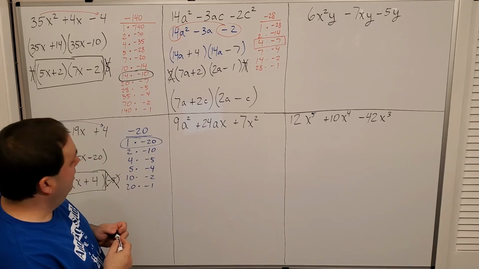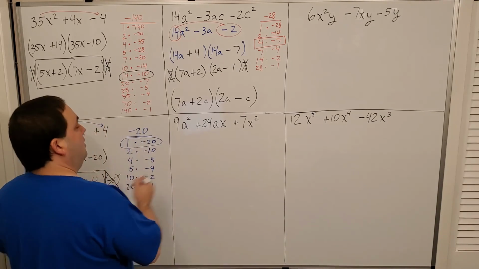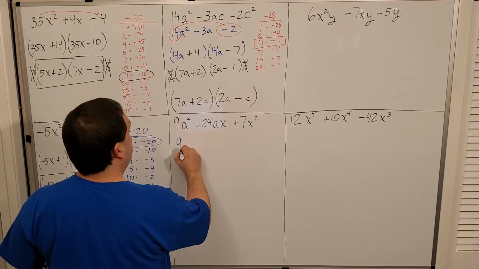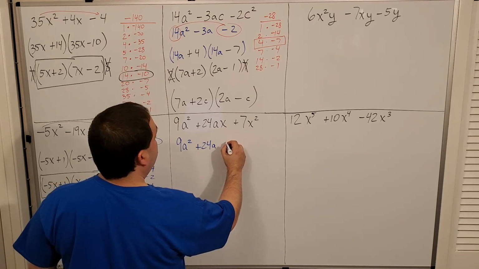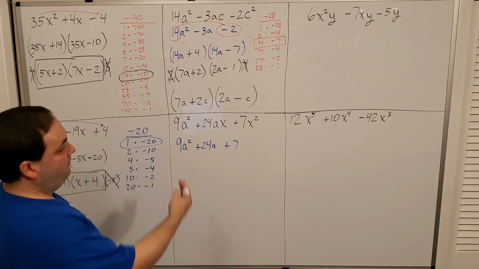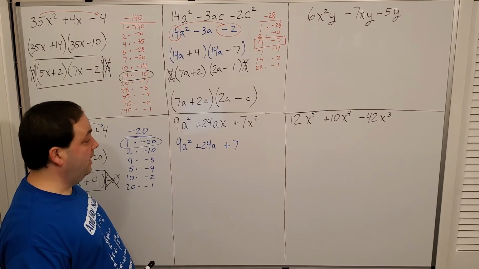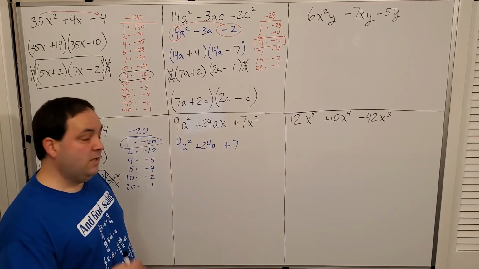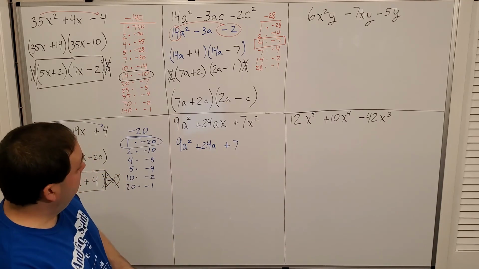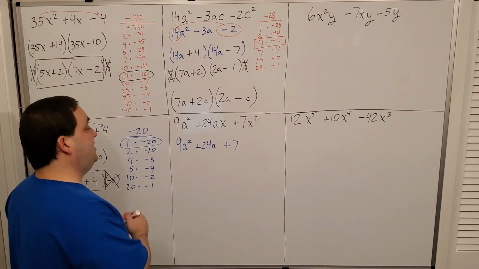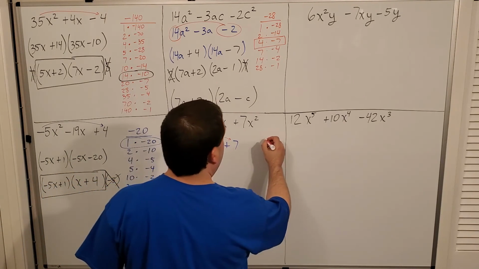Okay, let's do it again. Remember, you're going to pretend that this is 9a squared plus 24a plus 7. And then at the very end, I'll just bring the x's back. Also, don't forget to check for GCF, right? 9, 24, 7, no factors in common, no letters in common, anything like that. Okay, so AC, 9 times 7 is 63.